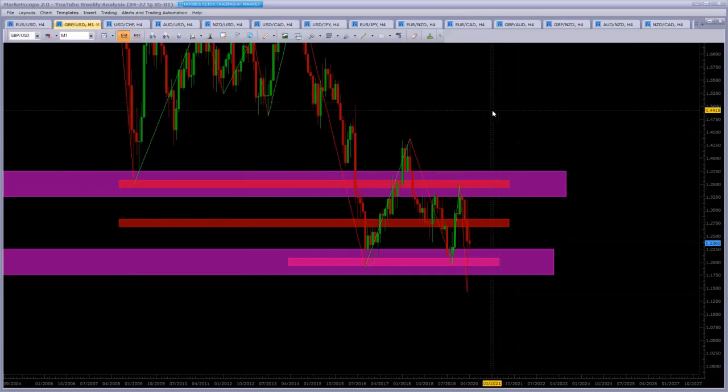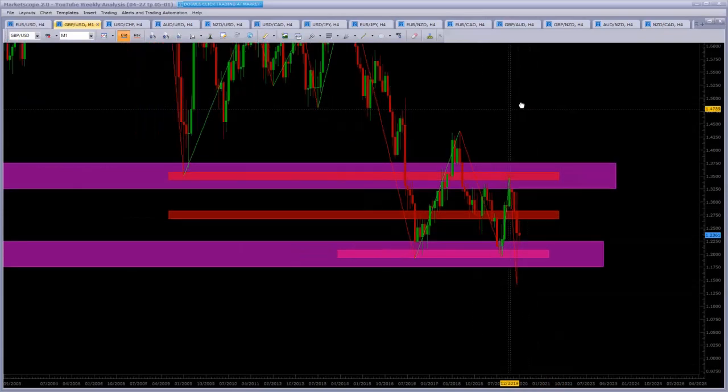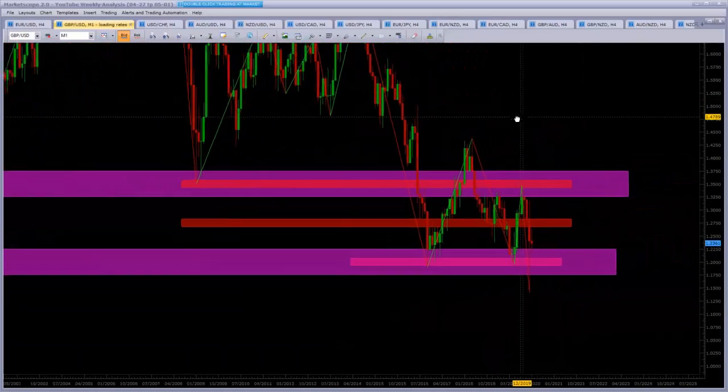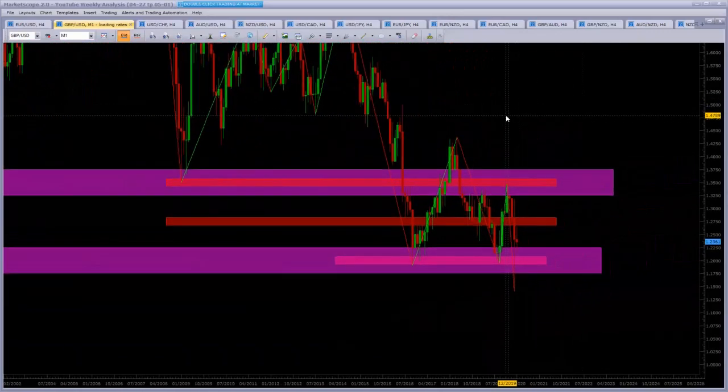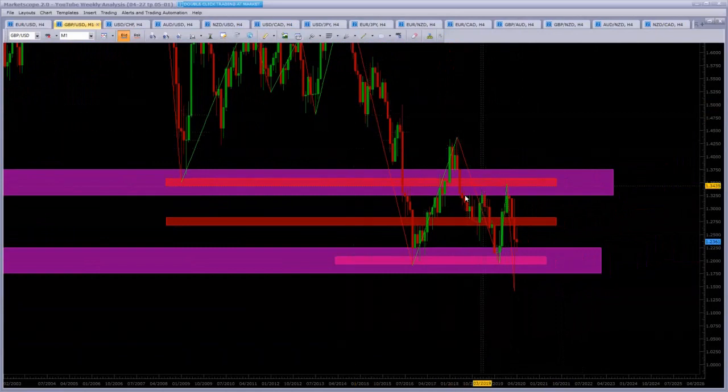This is going to be in regards to the pound dollar, the pound dollar coming up ahead. Once again, anything that has to do with purple lines is pretty much representing monthly levels, and anything that has to do with red levels just has to do with weekly levels. And then from there on, we'll break it down.